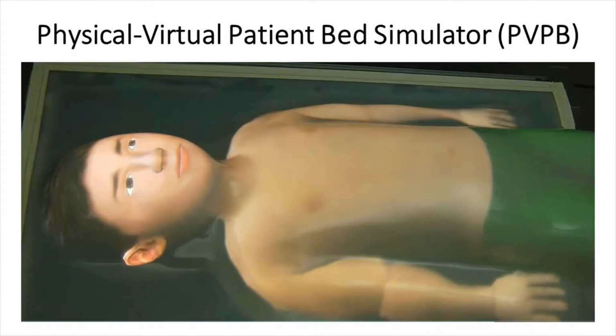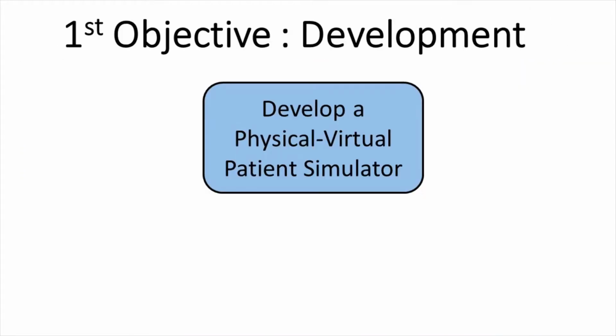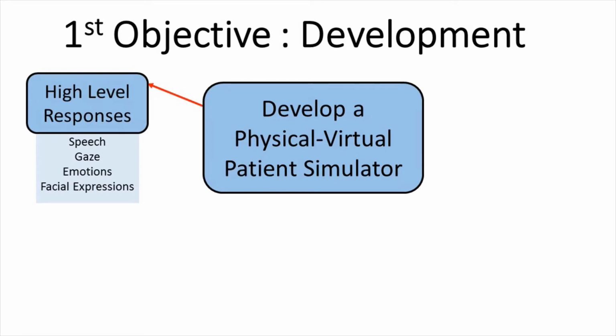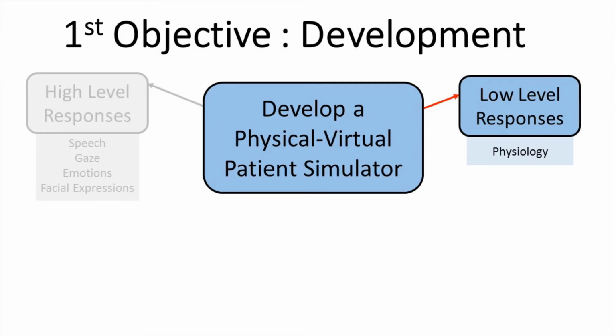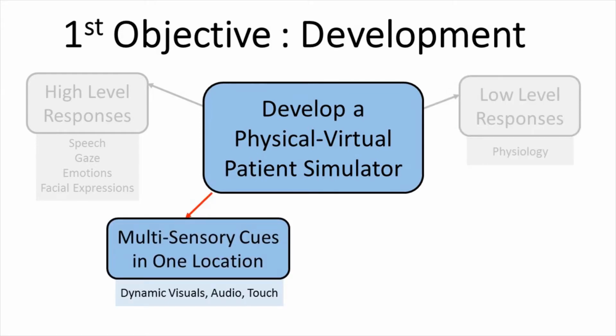The physical virtual patient bed is a new type of simulator that supports the patient's high-level responses, for example, speech, eye gaze, and facial expressions. It also supports the patient's low-level responses, for example, physiology such as breathing, pulse, localized temperature. My objective is to combine all the sensory cues, including subtle symptoms, in one location as the patient.